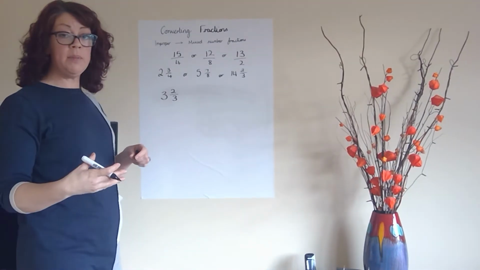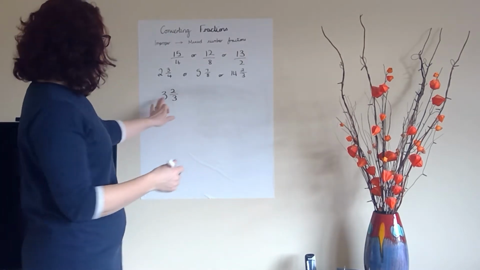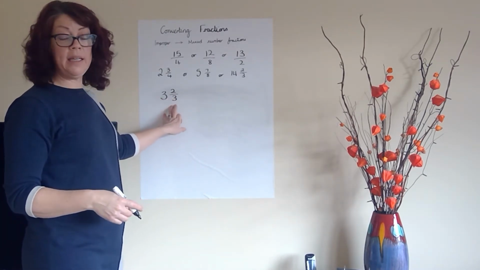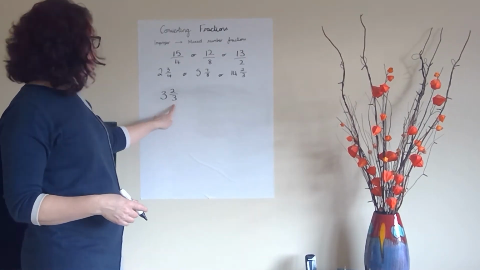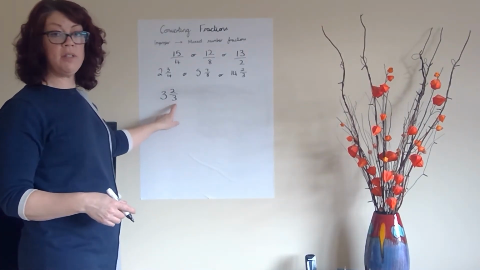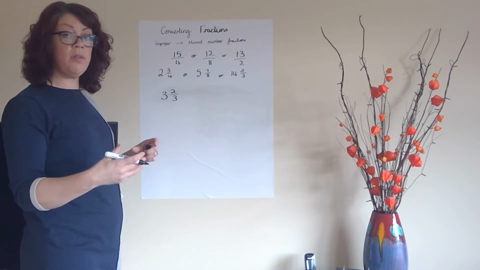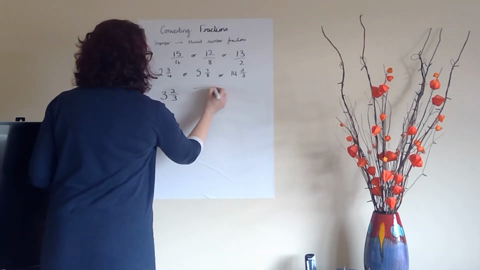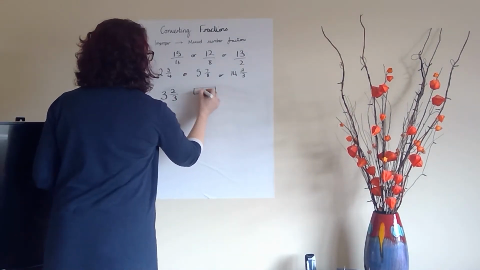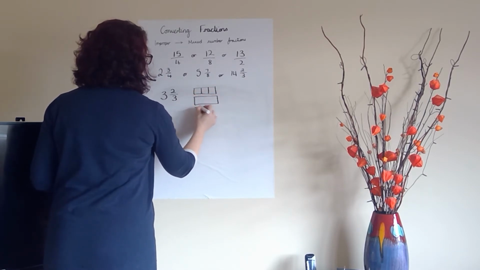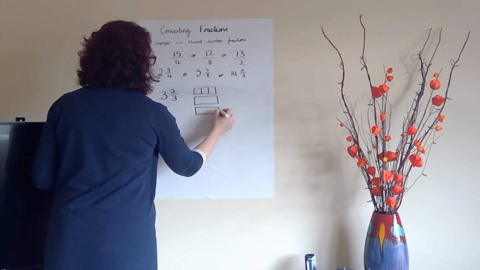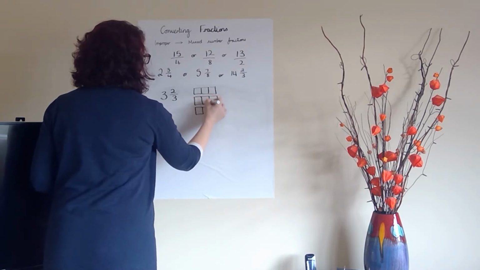And I can use my diagrams again if I wanted to do that. So I know that I've got 3 wholes and it's 2/3. So each of my bars that I draw this time needs to be split into those thirds again. My denominator is 3, so I'm going to split them into 3 equal parts. So if I draw a bar, and I know that I've got to convert 3 of these, I've got 3 wholes. So 3 of these have got to be completely shaded in.